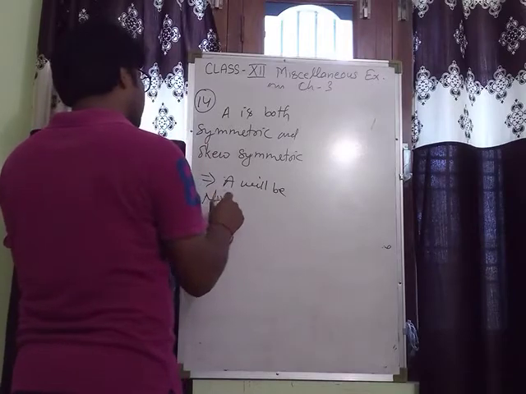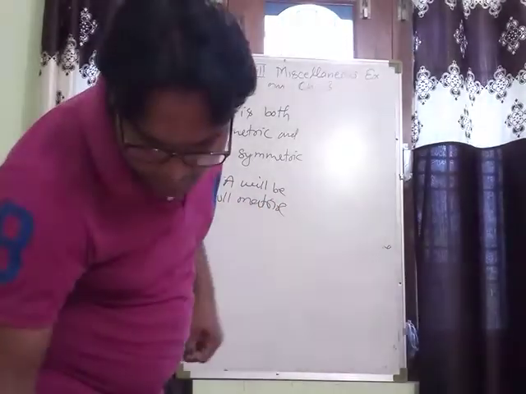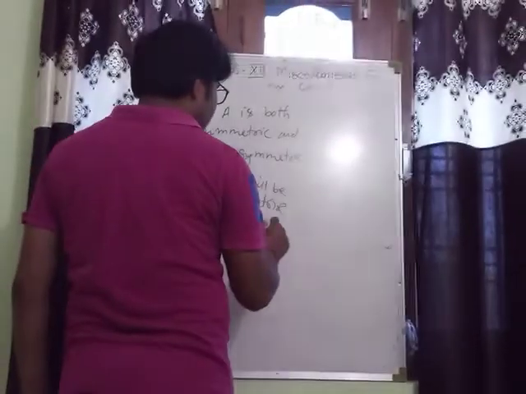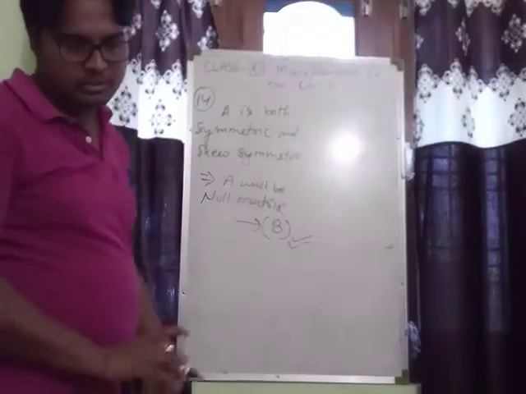There is no other option. Okay? So option number B is correct. A null matrix is also called a zero matrix, so B is correct.